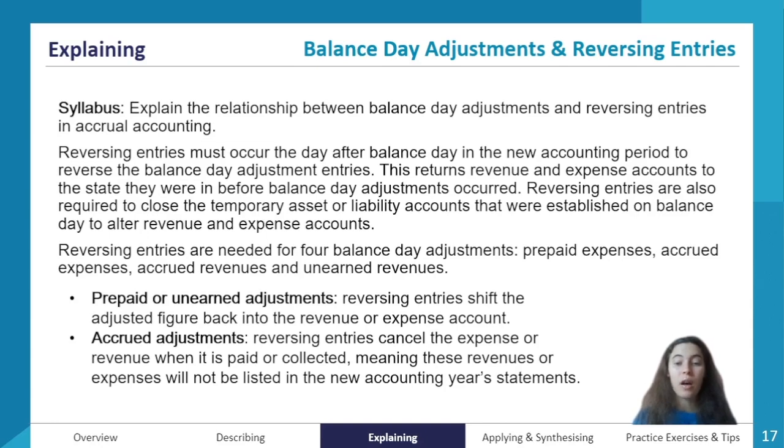So here, for prepaid or unearned adjustments, the reversing entries involve shifting the adjusted figure back into the revenue or expense account. And for accrued adjustments, the reversing entries cancel the expense or revenue when it is paid or when it is collected. And that means that those revenues or expenses will not be listed in the new accounting year's statements. So it's important that when it's happened, it's then cancelled out. So you've got this blank slate to work with for that new accounting period.